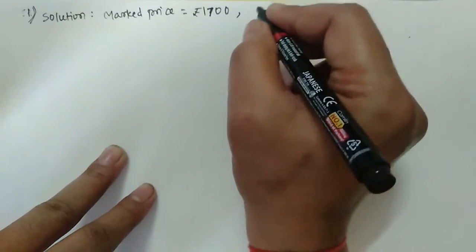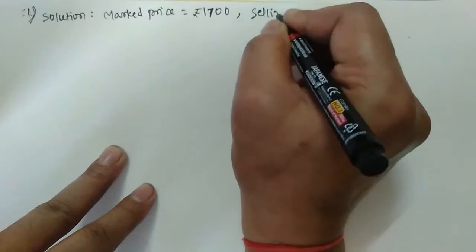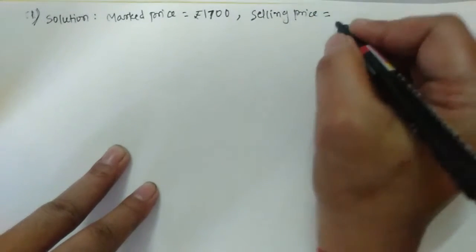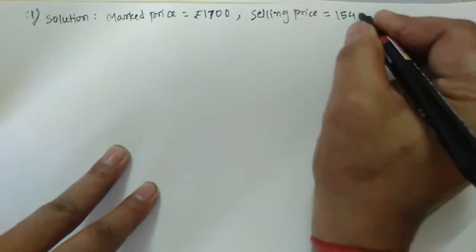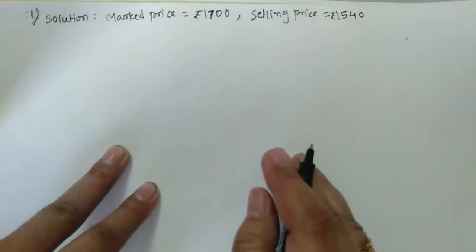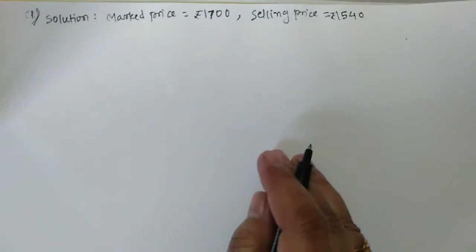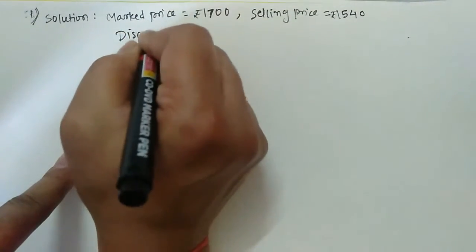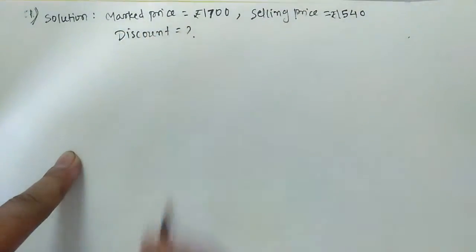Next is selling price is equal to 1540 rupees. Correct? And what we have to find here? Discount. So discount is equal to question mark.